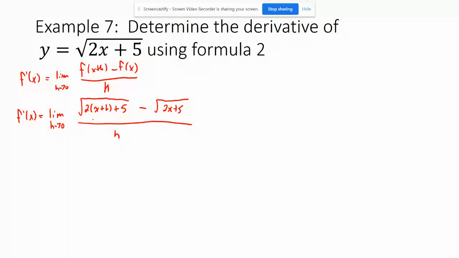All right, so here's the first part. This is my f of x plus h. All I'm doing is replacing x with x plus h. So I get the square root of 2 times x plus h plus 5, and then minus f of x, minus square root of 2x plus 5, over h. Now, if you remember from the beginning of this series of lessons, when we have radicals in the numerator like this, we want to multiply by the conjugate and rationalize the numerator.